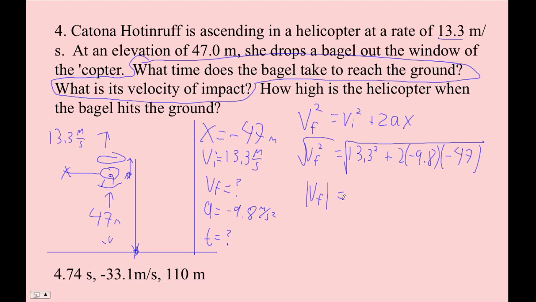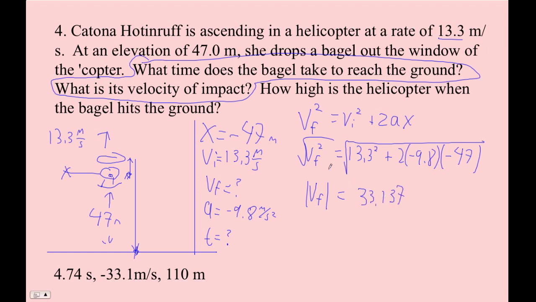So let's try that. Let's see, square root of 13.3. So I do square root, left parenthesis, 13.3 squared plus 2 times negative 9.8 times negative 47. Now, obviously the negatives are going to cancel out. I don't even need to put either one in, right? Okay, just don't put one in and not the other, right? Okay, so when I do this, I get 33.137.